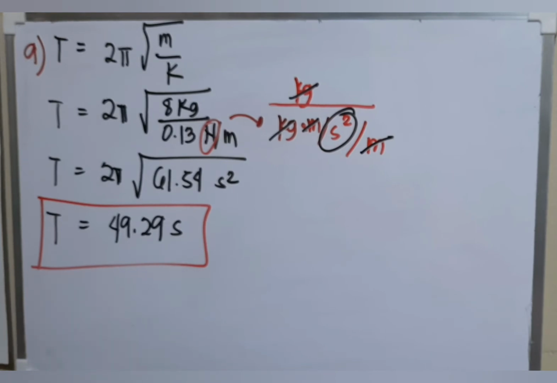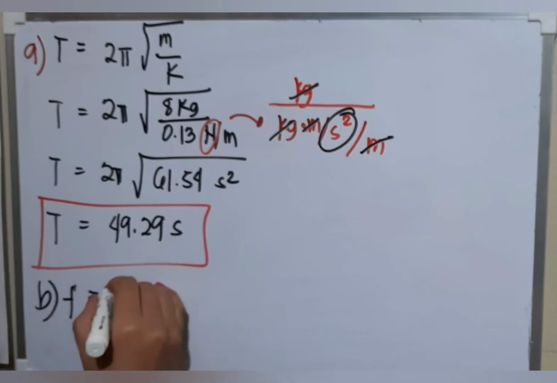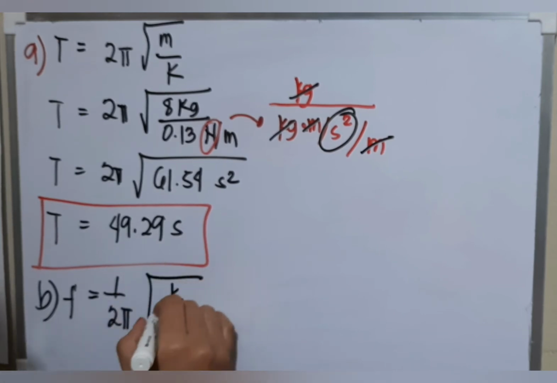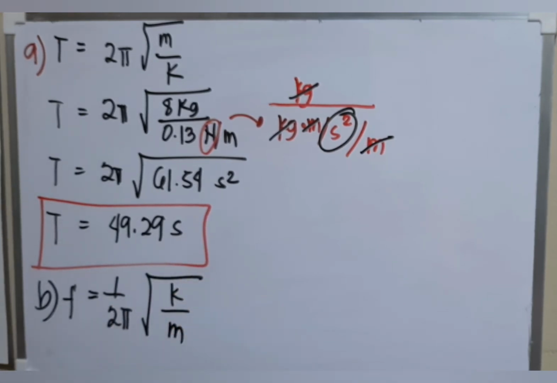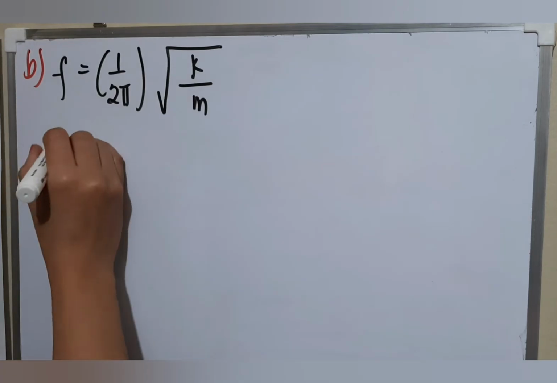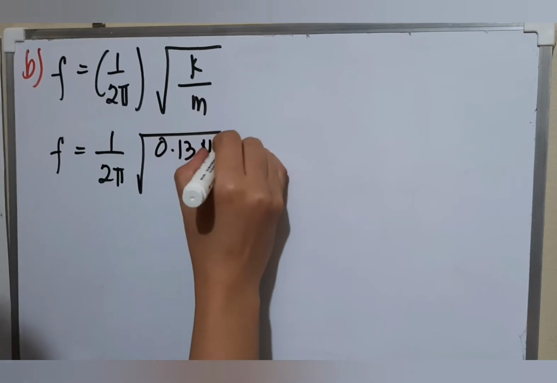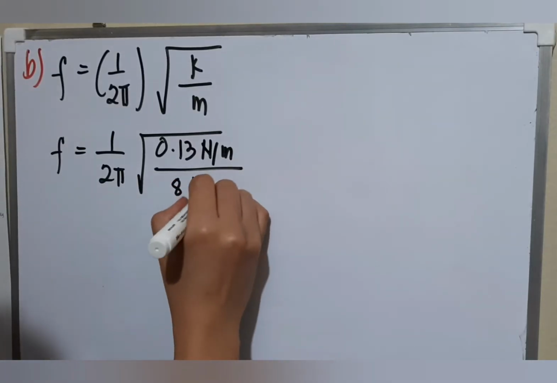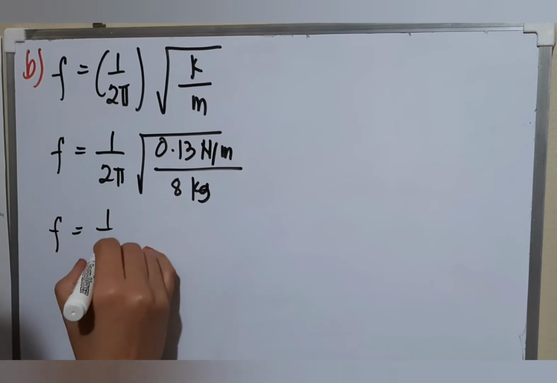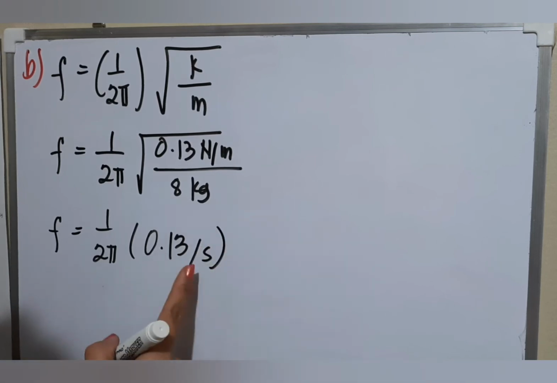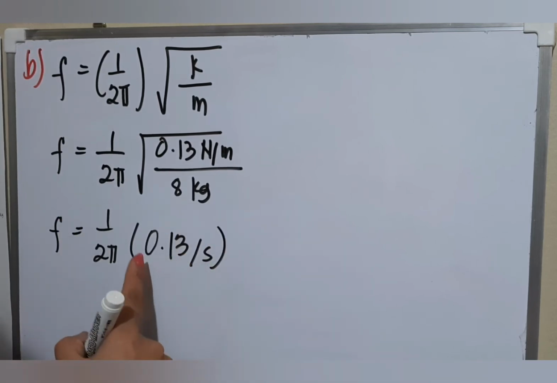Now let's continue with letter B, where we will be solving for frequency. Frequency is equal to 1 over 2 pi, multiplied by the square root of K over M. So let's substitute the values. Frequency is equal to 1 over 2 pi, multiplied by the square root of K, 0.13 Newton per meter, over the mass, 8 kilograms. Now frequency is equal to 1 over 2 pi times the square root of that. When we perform this, the answer here is 0.13 per second. This means that in every 1 second, we have a cycle of 0.13.